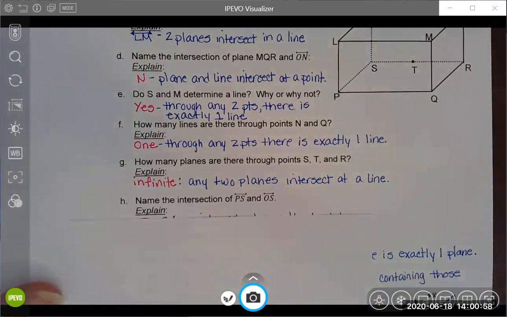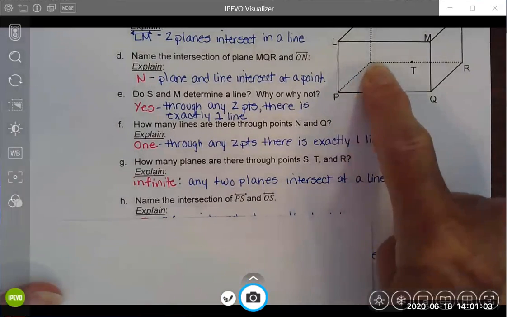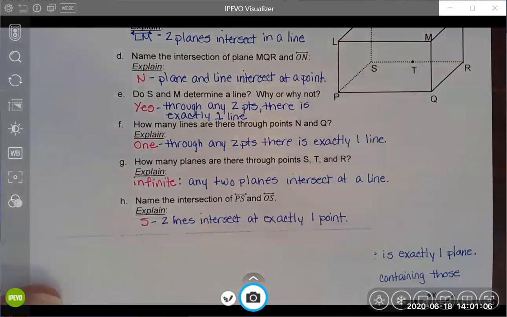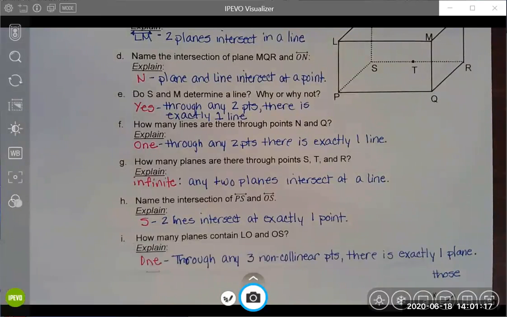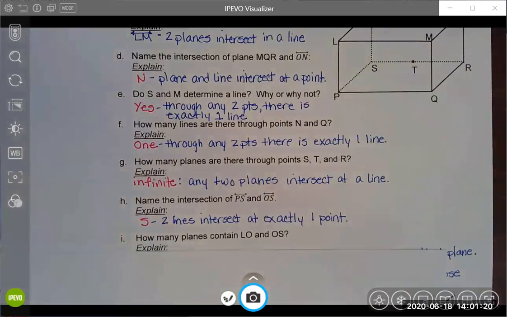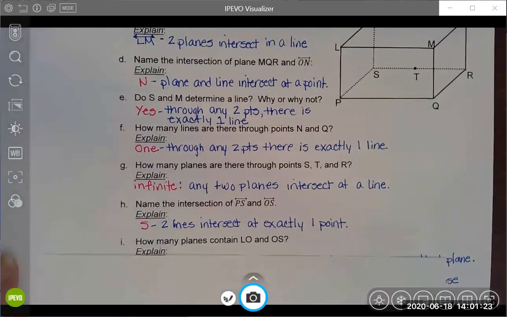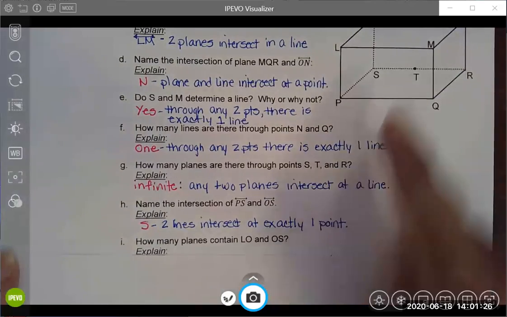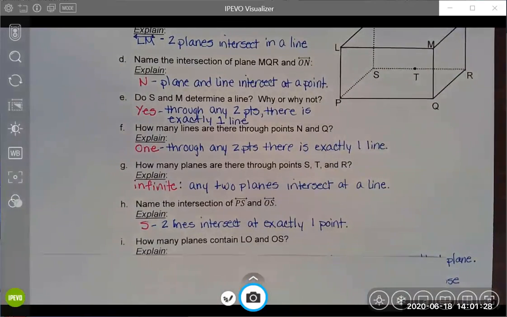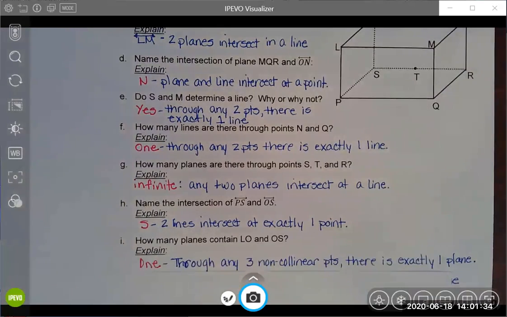Name the intersection of line PS and line OS. PS and OS. That would be this line and this one. And the answer is S. Two lines intersect at exactly 1 point. All right, next to the last one. How many planes contain line LO, which is this back line, and line OS? How many planes contain those two segments? Only one. Through any 3 non-collinear points, there can be only one plane.